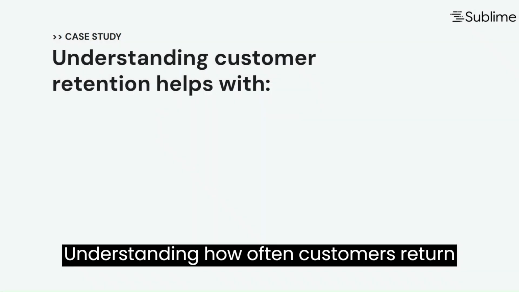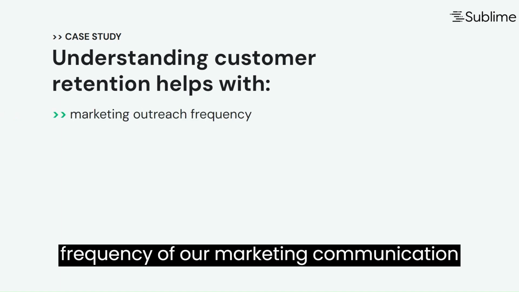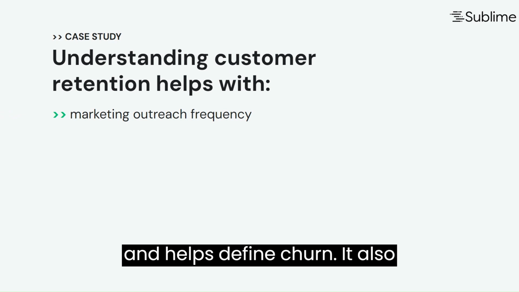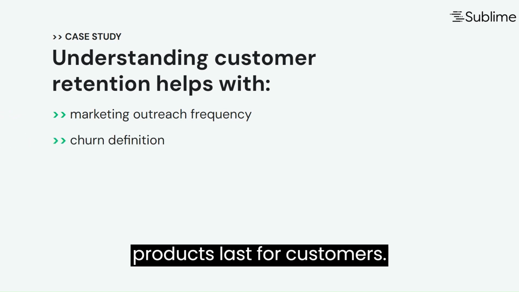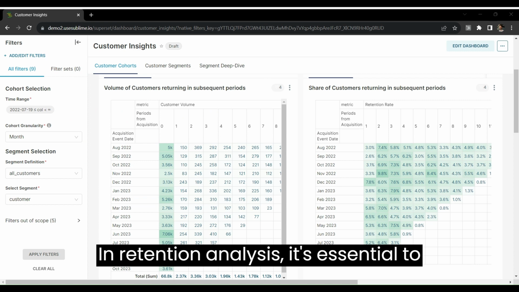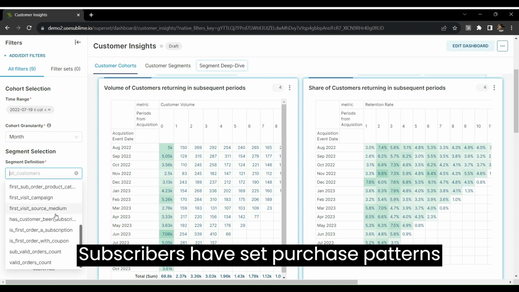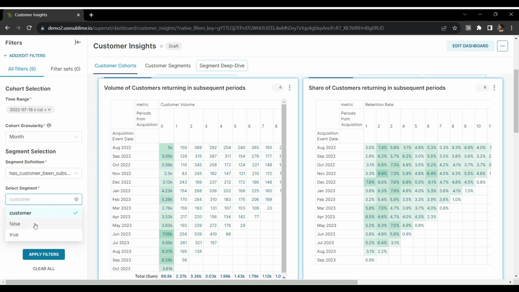Understanding how often customers return to purchase is key. This informs the frequency of our marketing communication and helps define churn. It also indirectly indicates how long the products last for customers. In retention analysis, it's essential to separate subscribers from one-off buyers. Subscribers have set purchase patterns that can skew data.